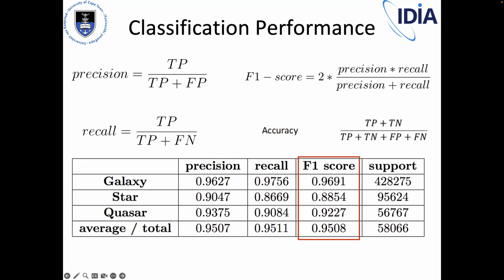It is a little better for galaxies that are less controversial. Stars and quasars often get mixed up with each other. If you take a look at the confusion matrix earlier, you will see that, so the performance is slightly worse. And on average, the classification performance is 95%, which means that 95% of the times we are classifying sources correctly, which is a good start, if you ask me.